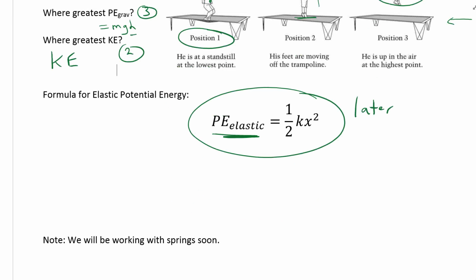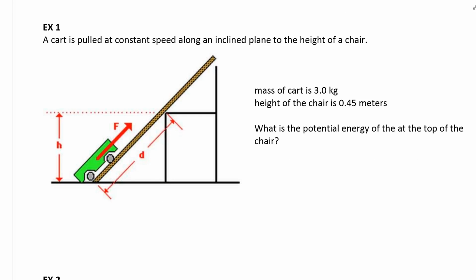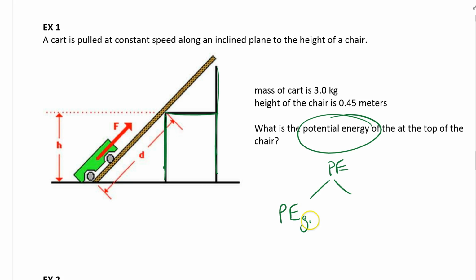So I'm going to save the formula for a little bit later and say we will be working with springs later. Moving along to the next page here, we've got a couple examples. The first one says a cart is being pulled at a constant speed along an inclined plane to the height of a chair. Can you make out that this is the chair? And that's the back of the chair. The first question is, what is the potential energy at the top of the chair? Well, remember we have two types of potential energy. We have our PE gravitational potential energy, which is mgh, and we have the PE elastic.